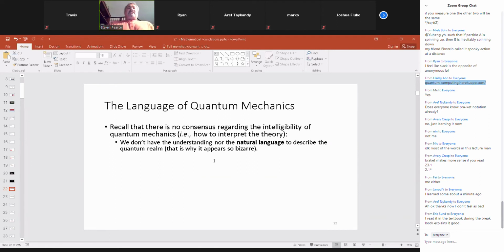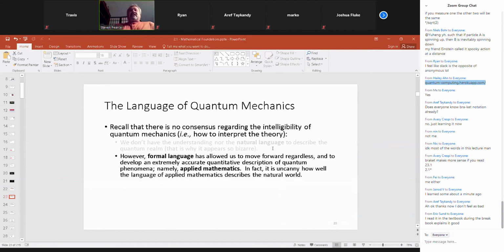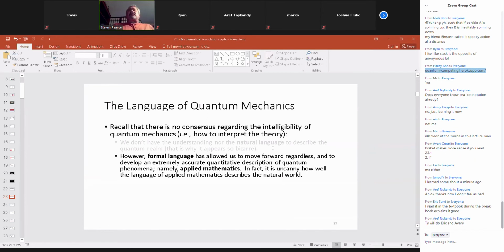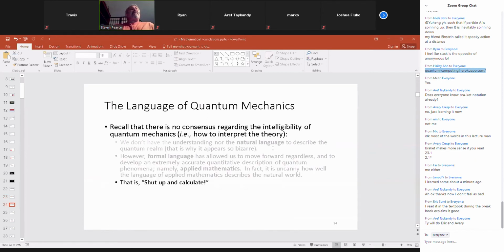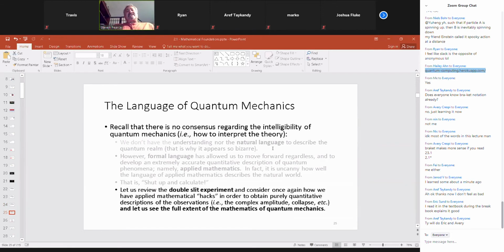All right. Remember, there's no consensus on the intelligibility. We don't have an understanding, nor the natural language to describe it. But the formal language of math does a great job. In other words, remember, shut up and calculate. It's by a famous quantum mechanist called David Mermin. So I'm not trying to be rude. It's just a catchphrase among the community of quantum mechanists.